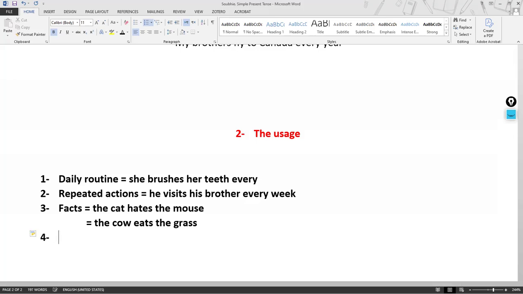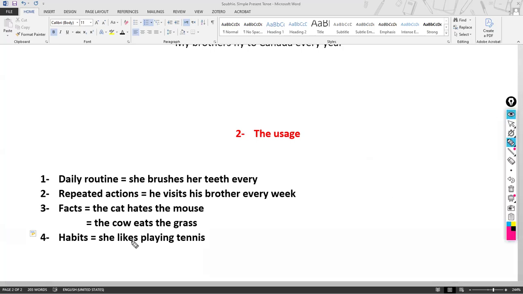The fourth usage is if I want to talk about habits. Do you know the meaning of habits? For example, she likes swimming. What is your habit? My habit is to swim. My habit is to play football. My habit is to play tennis. Habit is العادة. What you like to do. She likes, for example, playing tennis. So notice that because it is a habit, I used it with simple present tense.